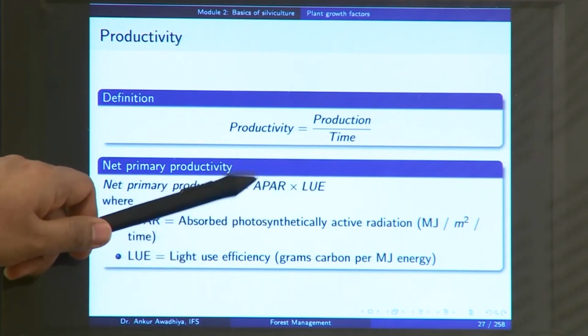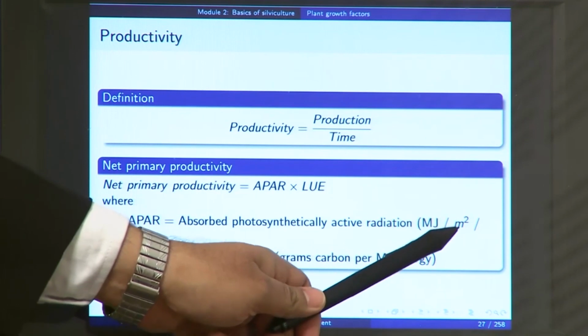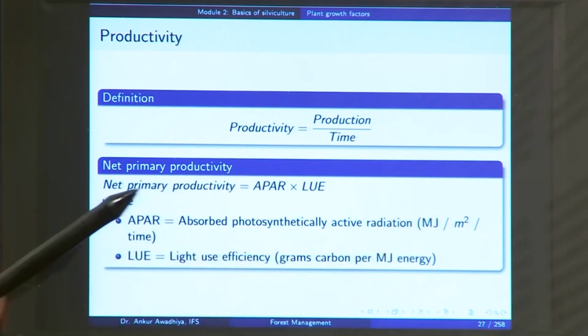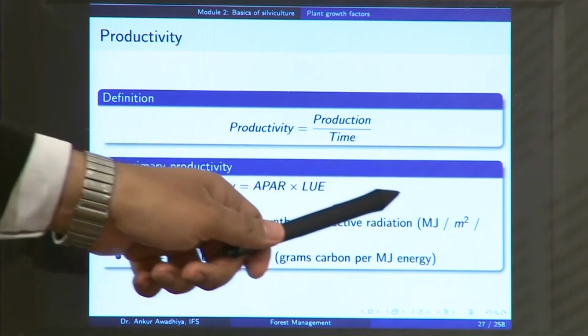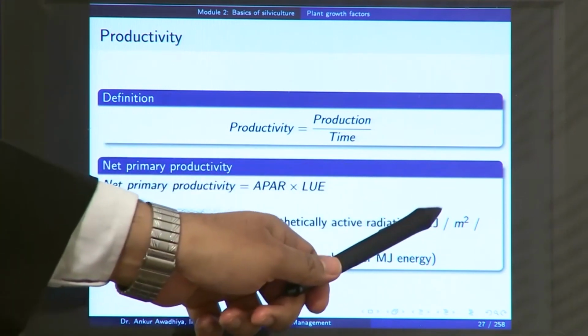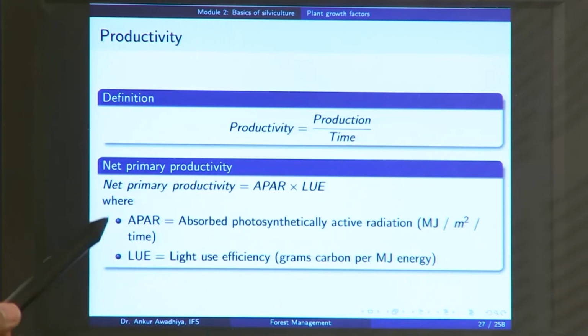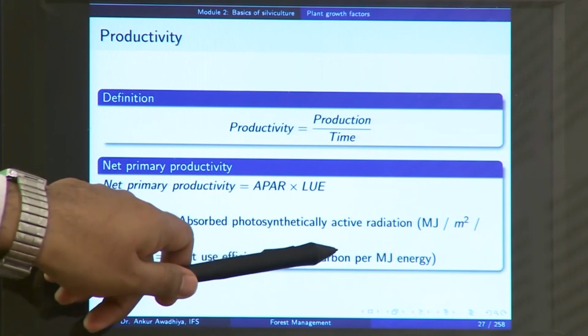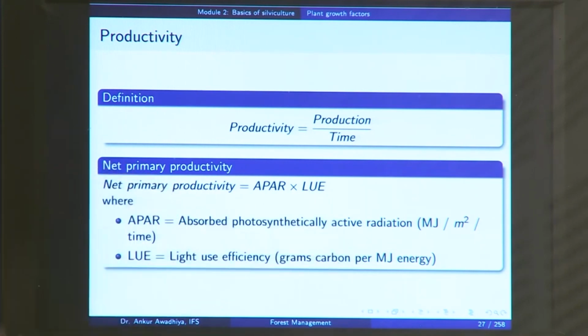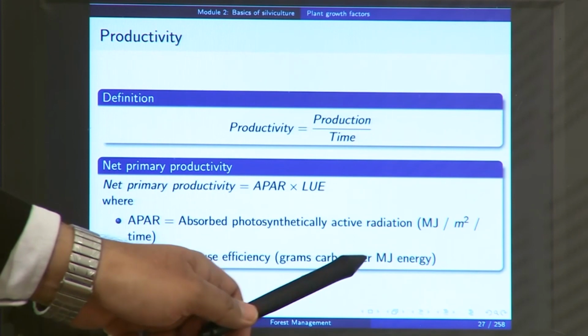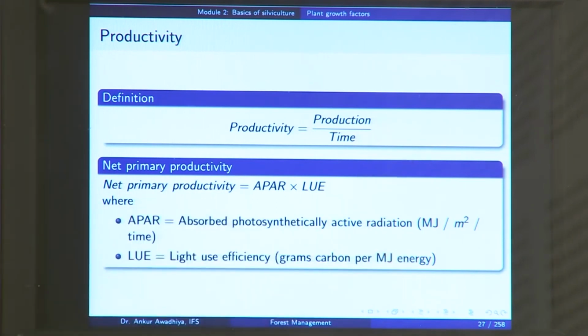Now, APAR is represented as megajoules per square meter per unit time. So, this is the amount of energy that is being absorbed per square meter per unit of time, and light use efficiency is given as grams of carbon that is fixed per megajoule of energy that the plant is getting.